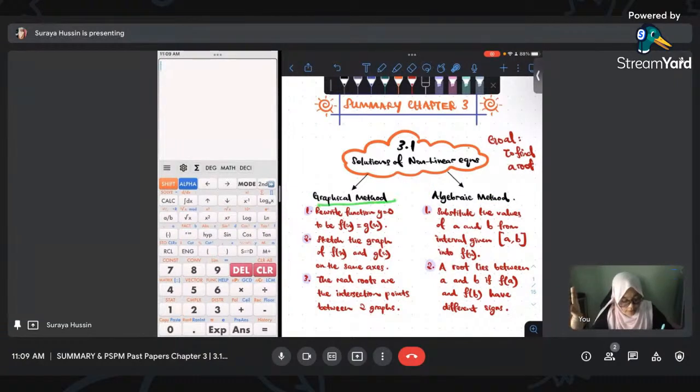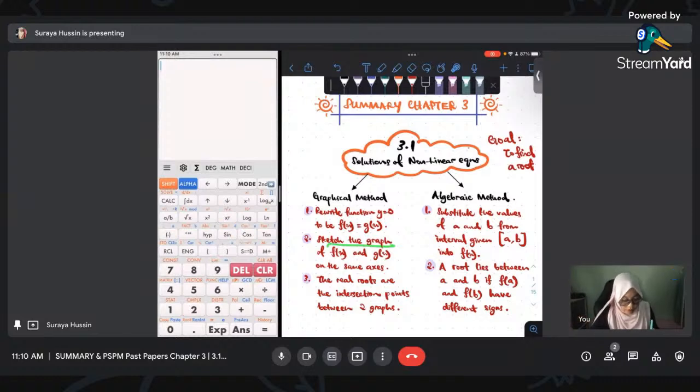Kalau graphical method, kita perlu mencari root di antara dua graph. Okay, look at here first. Kita baca lah one by one. Just go through. Okay, first of all, you have to rewrite the function supaya the function jadi equal to 0. And then you can rearrange them. Okay, rearrange them into becoming, asingkan menjadi dua function yang berbeza. Okay, menjadi dua function yang berbeza. Nanti saya tunjuk kamulah. Contoh lebih senang.